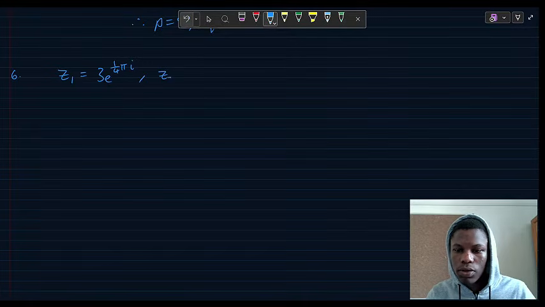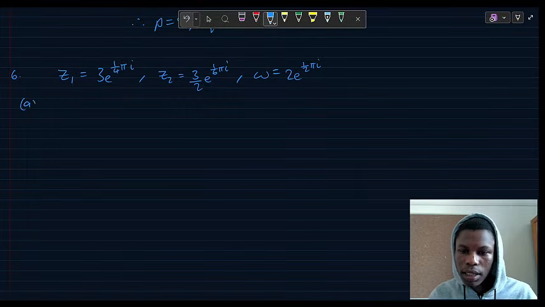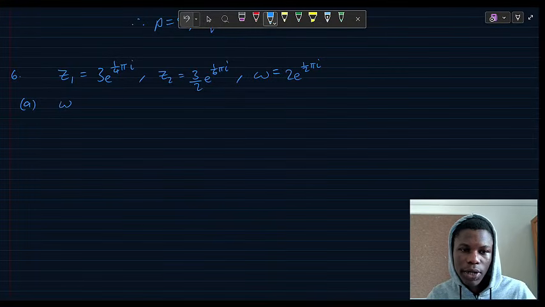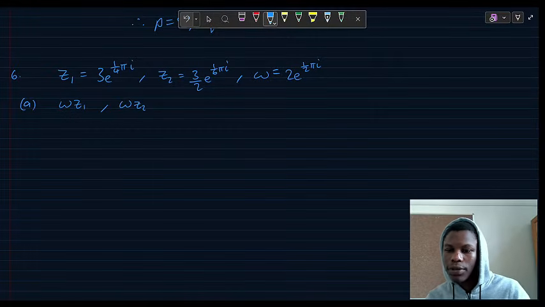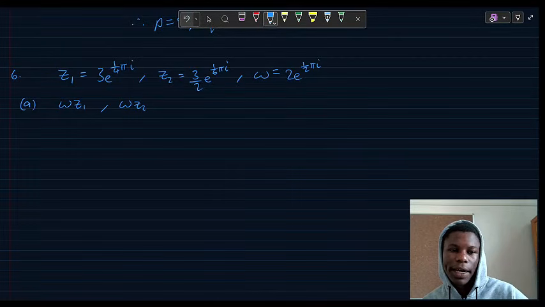Question number 6. It is given that Z1 is equal to 3e to the quarter pi i, Z2 is equal to 3 over 2 e to the 1/6 pi i, and omega is equal to 2e to the 1 over 2 pi i. And then part A, state the values of omega z1 and omega z2. Give your answers in the form re^(i theta), where r is greater than 0 and theta is between negative pi and pi.